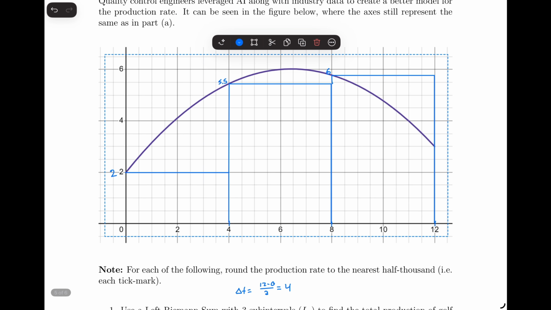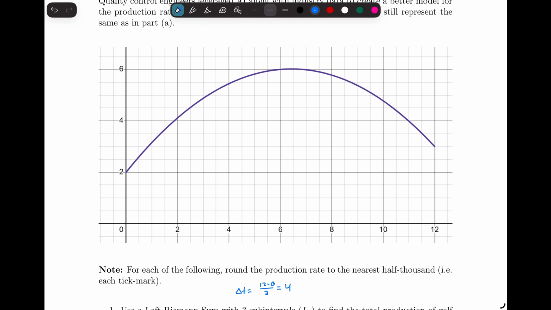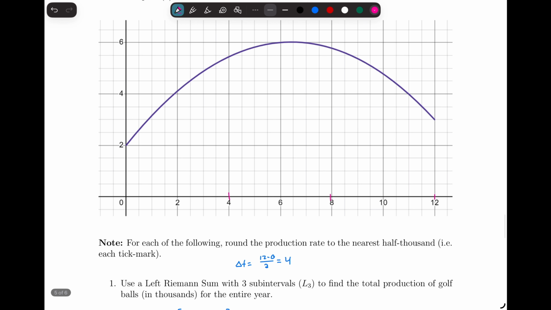I'm going to clear this real quick for our right Riemann sum, where subintervals will be the exact same. So at 4, and at 8, and at 12, but right Riemann sum, so we get our values from the right side of each rectangle. So going all the way up to here. And that occurs at 5.5, which is the same 5.5 that we saw earlier. And then for the next one, we'll also see it occurs at 6 once I round it.